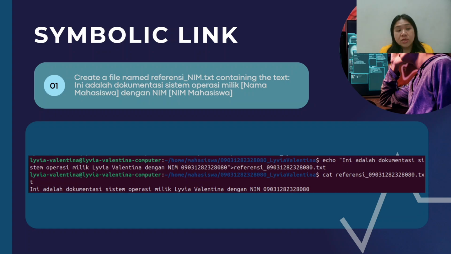And then symbolic link. The first question is create a file named referensi_name.txt containing the text "Ini adalah dokumentasi sistem operasi milik nama mahasiswa". Using echo with the text we want to contain in this file, and then we type the name of the file, like referensi_090312823288080.txt, and then we type cat referensi_090312823288080.txt to display the content of the file to verify.